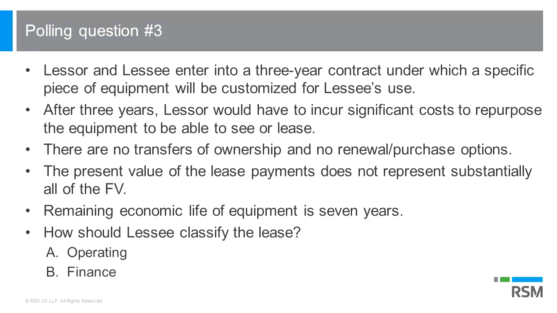Polling question number 3. Lessor and lessee enter into a 3-year contract under which a specific piece of equipment will be customized for lessee's use. After 3 years, lessor would have to incur significant costs to repurpose the equipment to be able to sell or lease. There are no transfers of ownership and no renewal or purchase options. Present value of the lease payments does not represent substantially all of the fair value. Remaining economic life of equipment is 7 years. How should lessee classify the lease under 842?